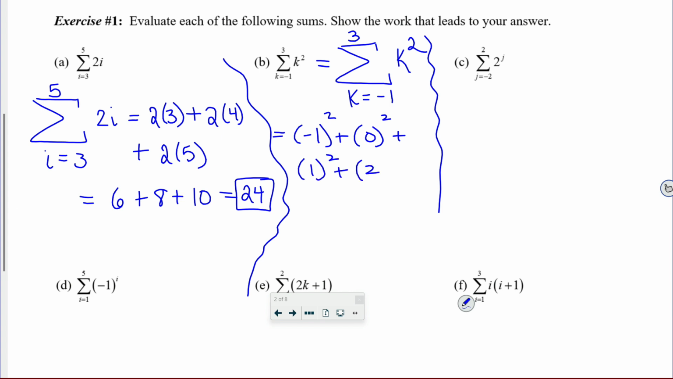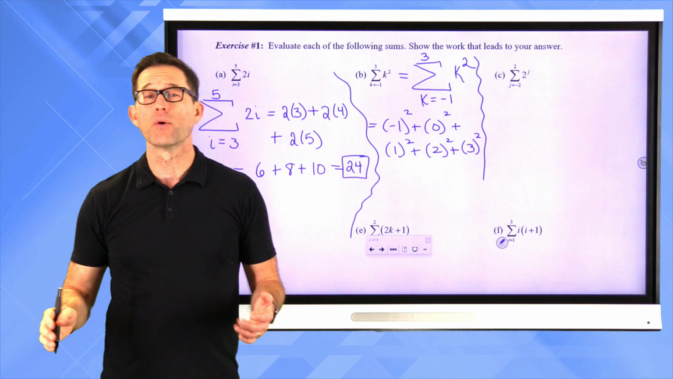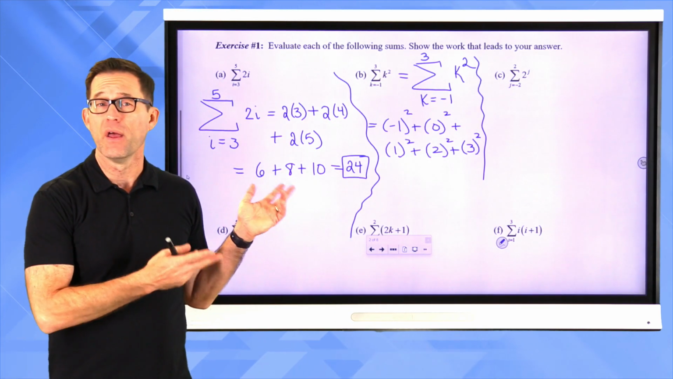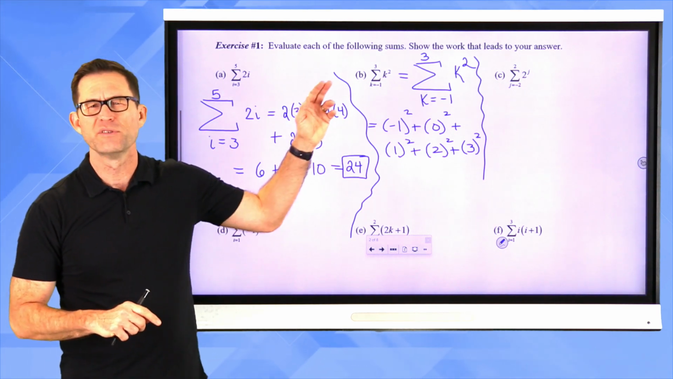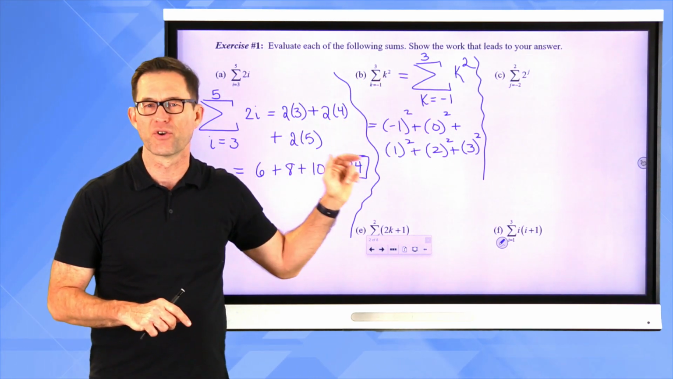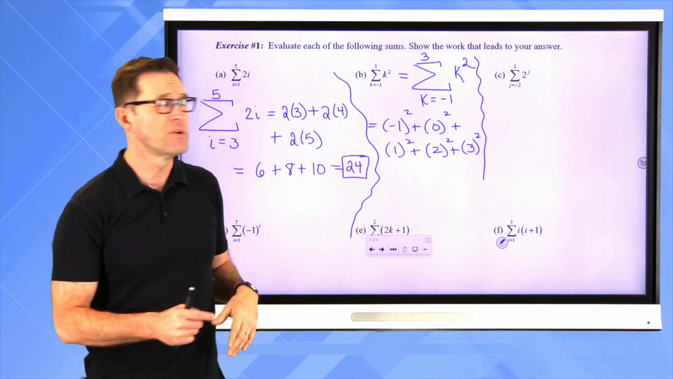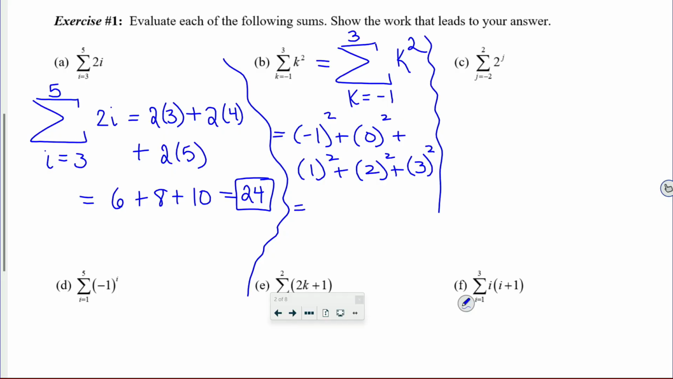Increase that by 1, which means we go to 2 and square it. Increase that by 1, and that means we go to 3 and square it. So there are more terms in this sum than there were here. Here there were just 3 terms: term 1, term 2, term 3. Here we have term -1, term 0, term 1, term 2, term 3. But now we just have to do some squaring. So -1 squared is 1, 0 squared is 0, 1 squared is 1, 2 squared is 4, 3 squared is 9. 1 plus 1 is 2, plus 4 is 6, plus 9 is 15.